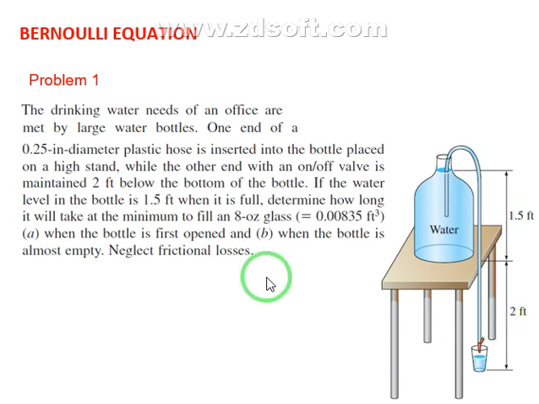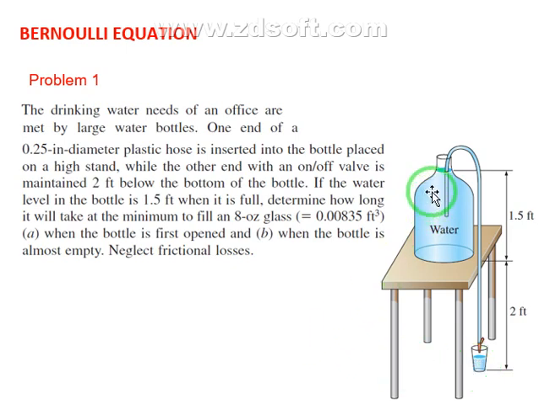We have a water bottle here. The height of this water bottle is 1.5 feet. And we have a cup to be filled, and it's seated beneath the table of 2 feet height. Right. So what we're gonna do, we need to calculate the time needed to fill this cup in two cases.